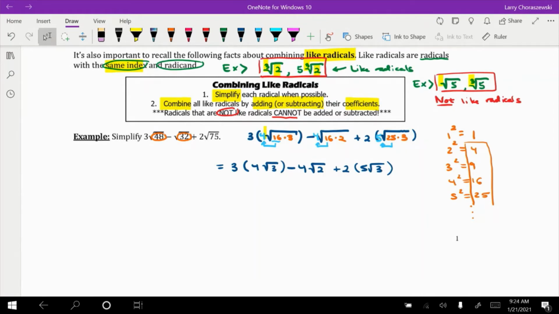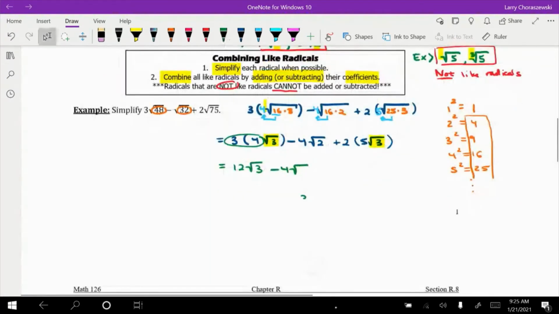Now we have some like radicals, namely radical 3 and radical 3. But there's some numbers in front of those radical 3's that we're going to want to combine before we add things together. Let's go from left to right. This is 3 times 4 radical 3. How you handle that is multiply the 3 and the 4 together to get 12 radical 3. Nothing really much to do with the second term. But we can multiply the 2 and the 5 to get 10 radical 3.